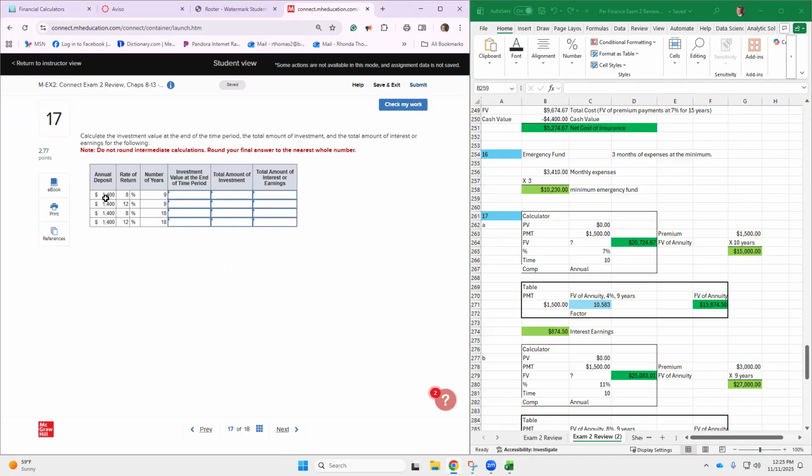Notice we're using the same annual deposit every time. So this is going to be an annuity. The interest rate's going to change and the time is going to change.